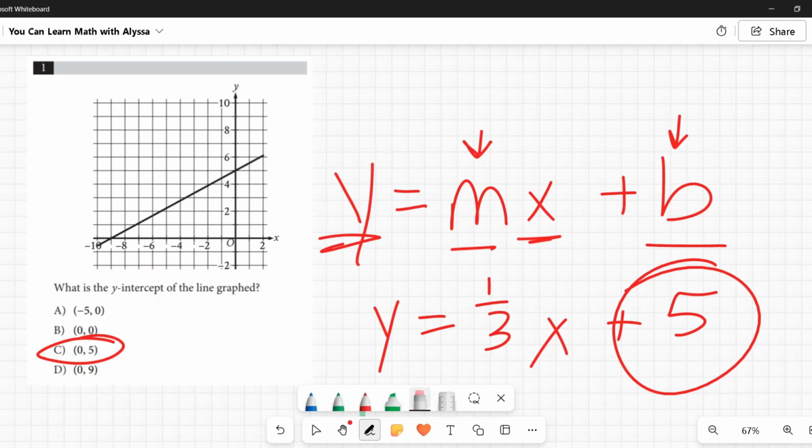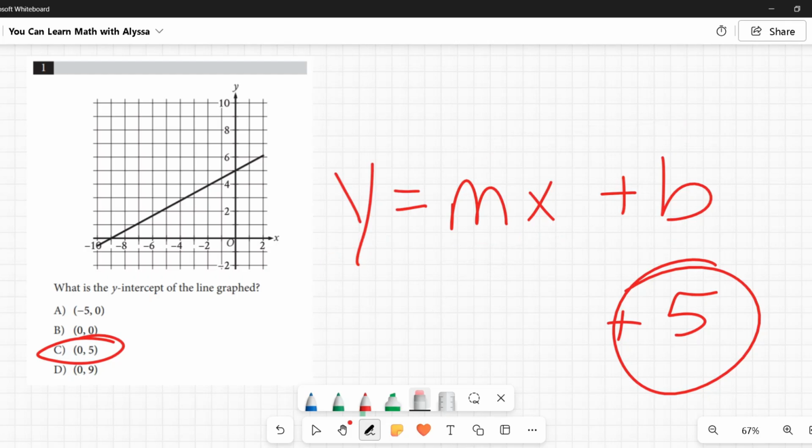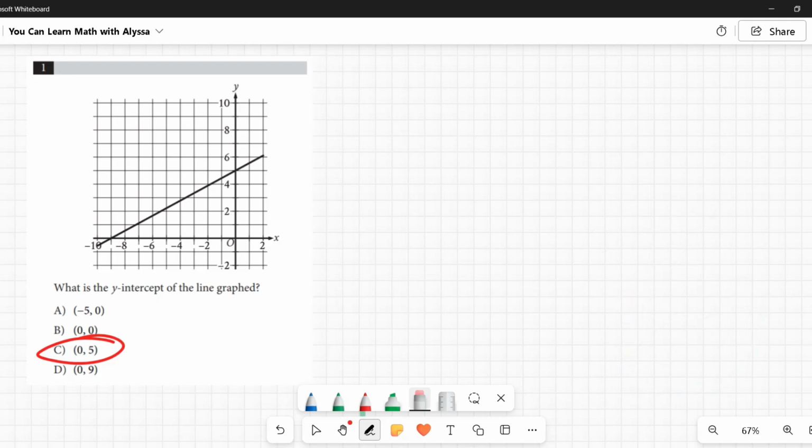So that's just something to look for if they give it to you in equation form, but here again they're giving it to us as a graph, so we just look on the graph, and right there is where it crosses the y-axis. Then you just have to be careful that you're entering the coordinates correctly, and there's your answer, C.